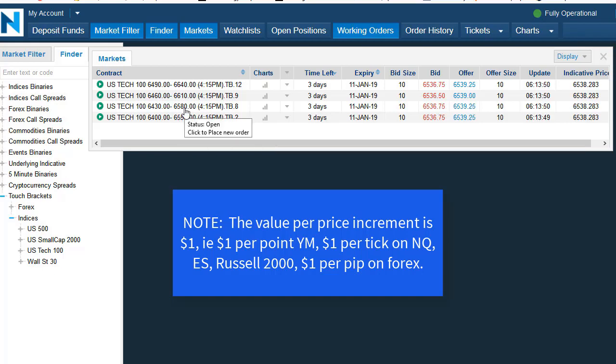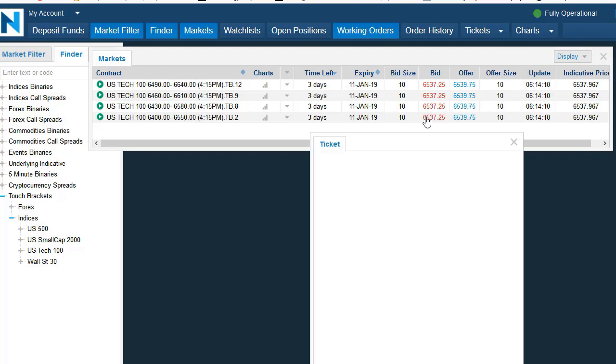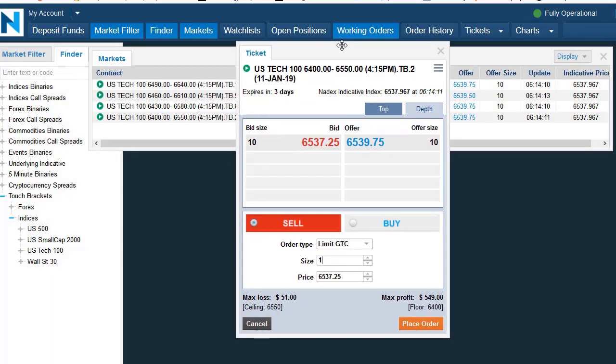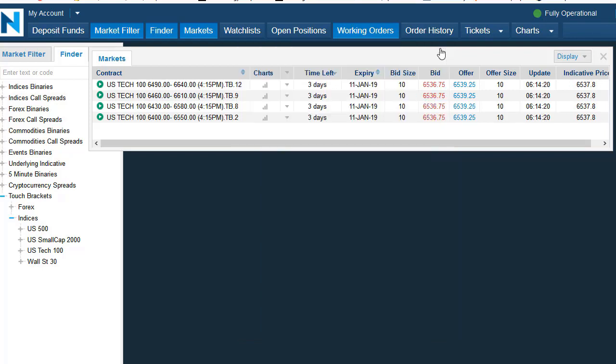Remember, the number on the right hand side is the ceiling. The number on the left hand side is the floor. So in this case, if you chose to do the 65.50, you're within about 15 points of price. Now your risk would be low, and everybody knows I like low risk. In this case, it would be 51 compared to 549 in potential profit.